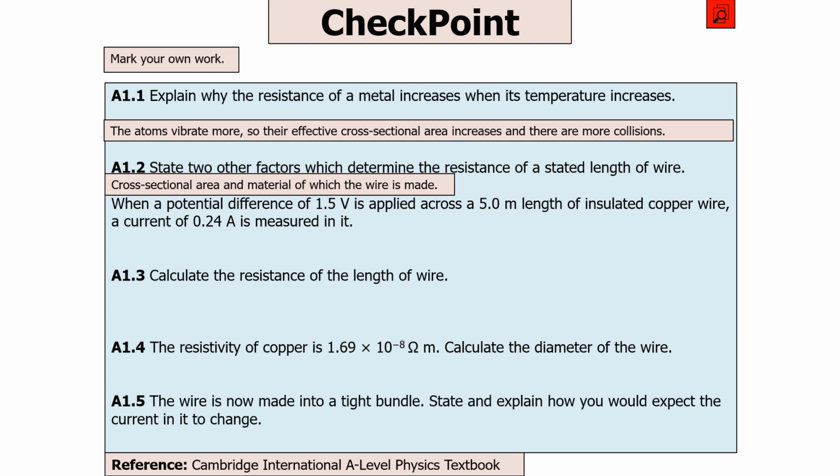In this next one, how do you work out resistance? Well, it's V over I. You've got V, you've got I, so it's 6.25 ohms.